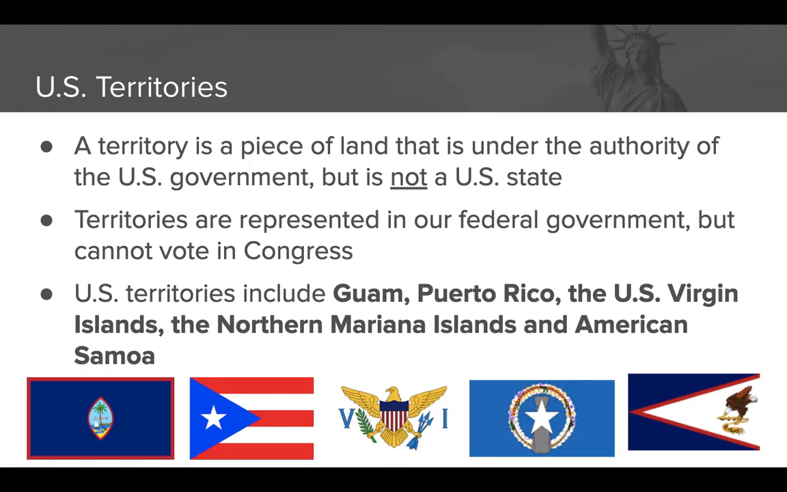And each of these countries do also have their own separate governments, of course, within their own borders, but they're just controlled by the U.S. to varying degrees. So U.S. territories include Guam, Puerto Rico, the U.S. Virgin Islands, the Northern Mariana Islands, and American Samoa. So I believe you just need one of those written down.